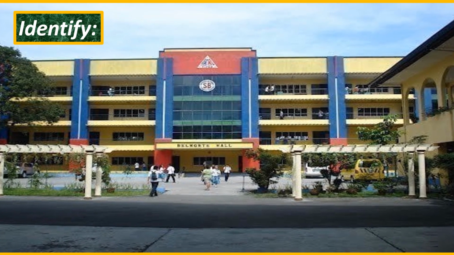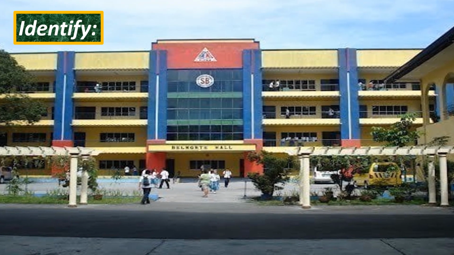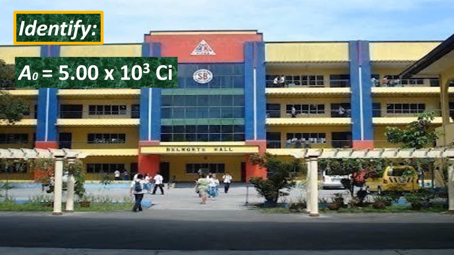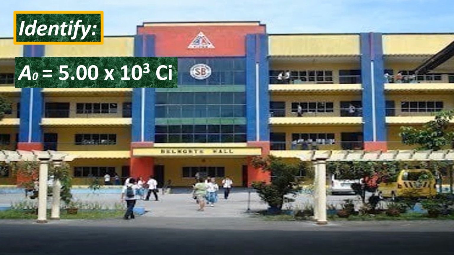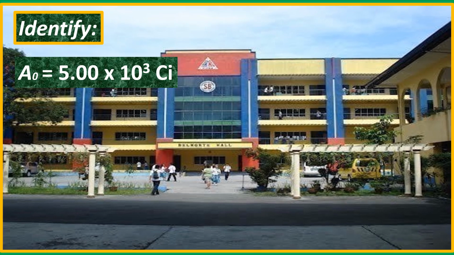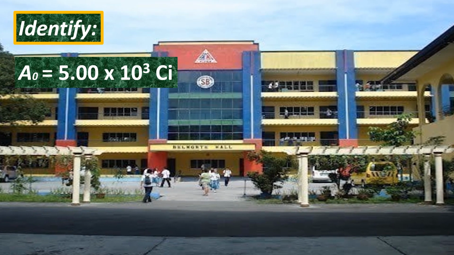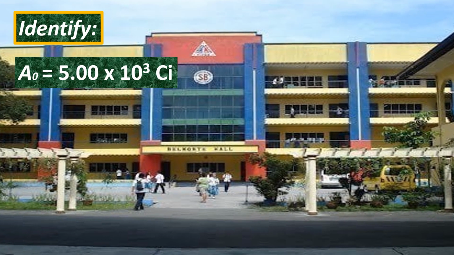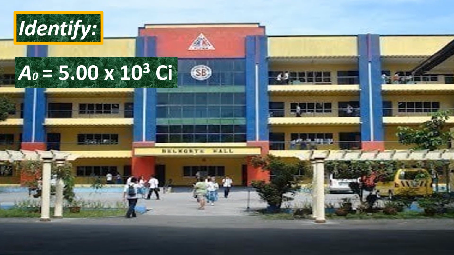If we take the value of the reciprocal, the number of nuclei undergoing nuclear decay per second, we are referring to the radioactivity denoted here by A naught. In this problem, the activity of the isotope cobalt-60 is given as 5,000 curie, or that is 5.00 times 10 to the third power curie in three significant figures.